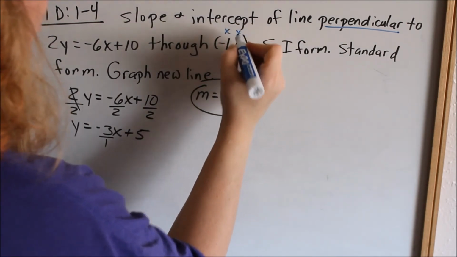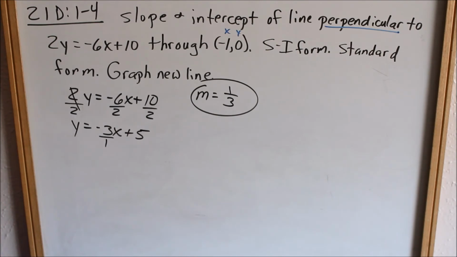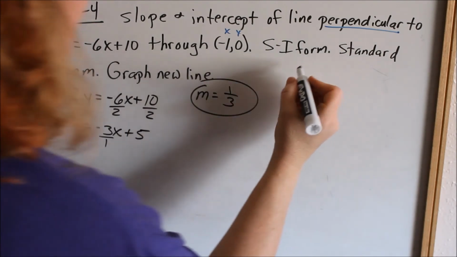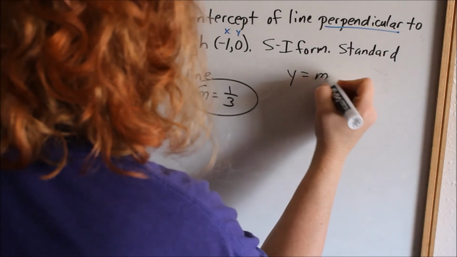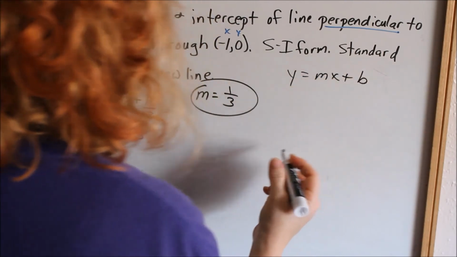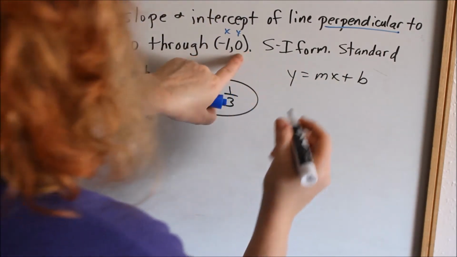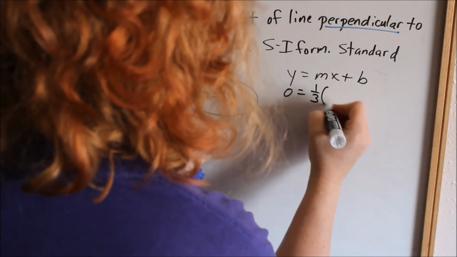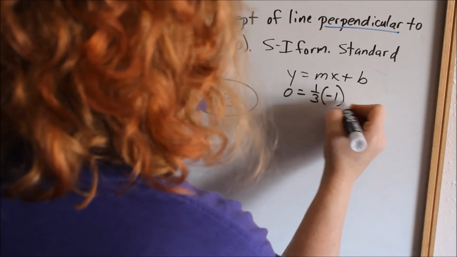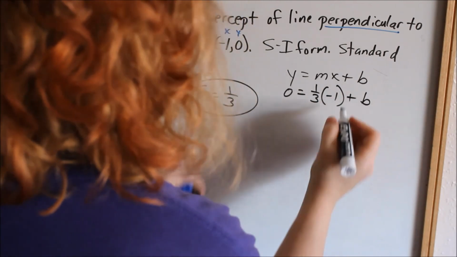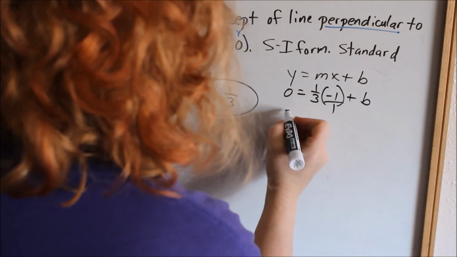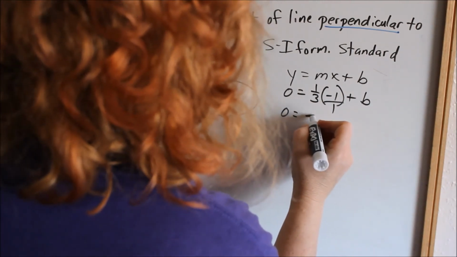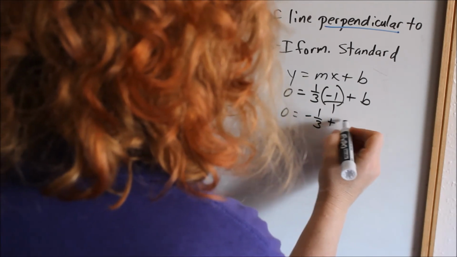Remember, they gave me a point, which is an x and y coordinate. So I can take all that, plug it back into y equals mx plus b to solve for my y-intercept. My y value is 0. My slope is 1/3. My x value is negative 1, plus b. I can turn that into a fraction. So I have 0 equals negative 1/3 plus b.